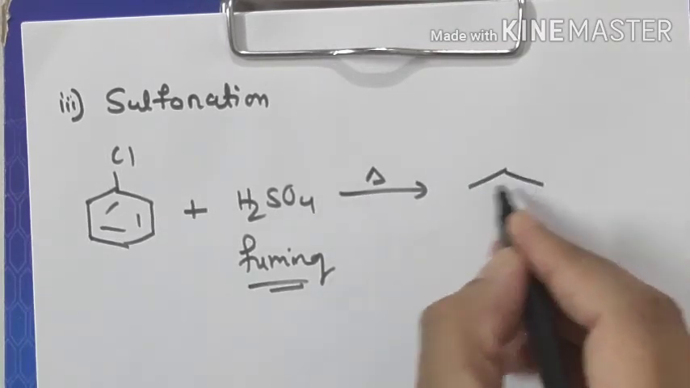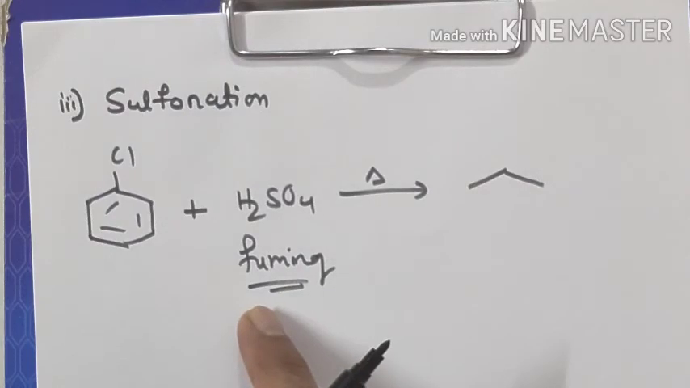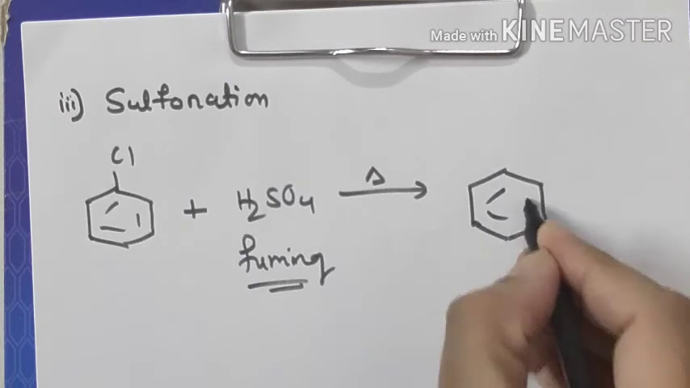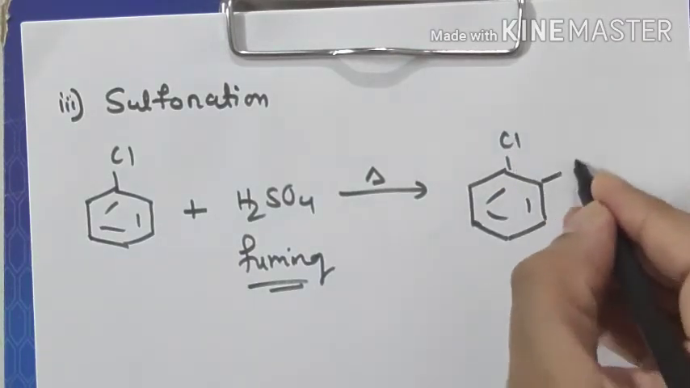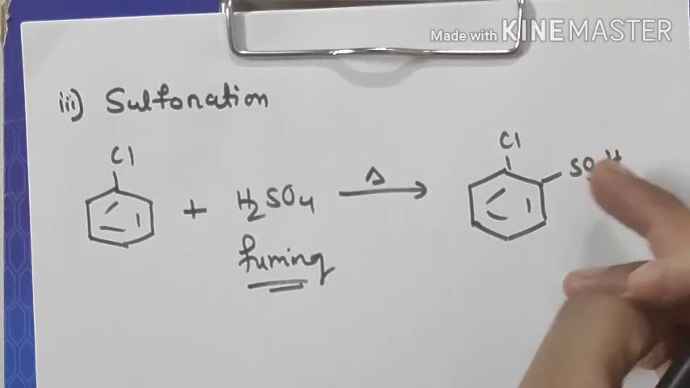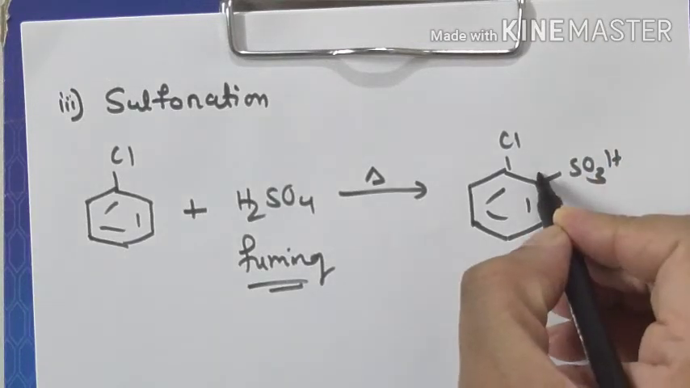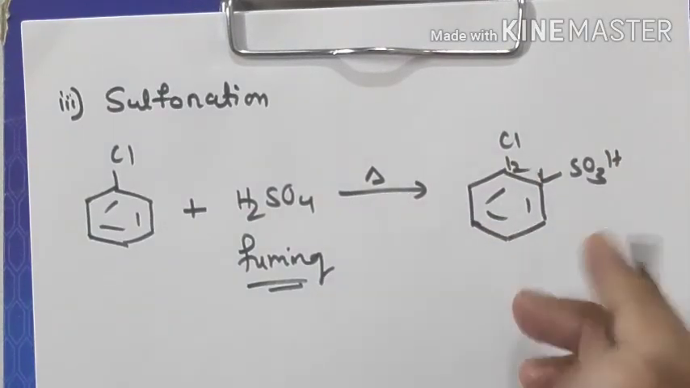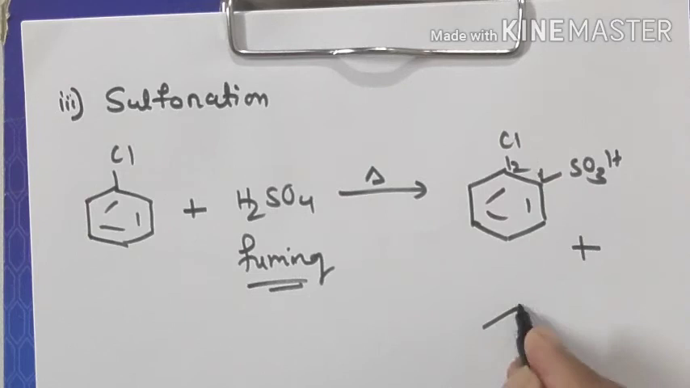It results, see here, this H2SO4, actually from here an electrophile is generated. And what is that electrophile? We have to understand that. Here comes Cl, here SO3H, benzene sulfonic acid, right? This will be 1, this will be 2, so 2-chlorobenzene sulfonic acid. Similarly, also at which position? Tell me. Para position.